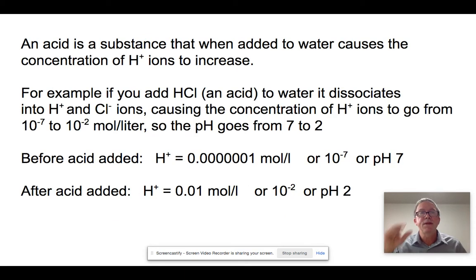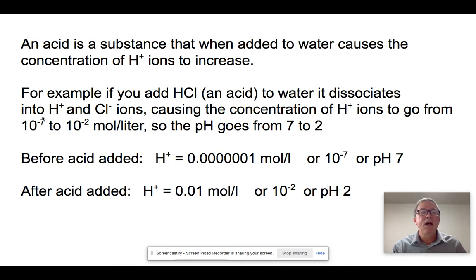Now, there are different ways of defining acids, as you probably remember from chemistry, but we'll just use this one here. An acid is a substance that, when added to water, causes an increase in the concentration of hydrogen ions. For example, let's take hydrogen chloride, HCl, hydrochloric acid. If I add HCl to water, the HCl dissociates, forming H ions and Cl ions. Cl ions have nothing to do with acidity, but H ions certainly do. So by adding this to water, I increase the concentration of H ions in the water solution.